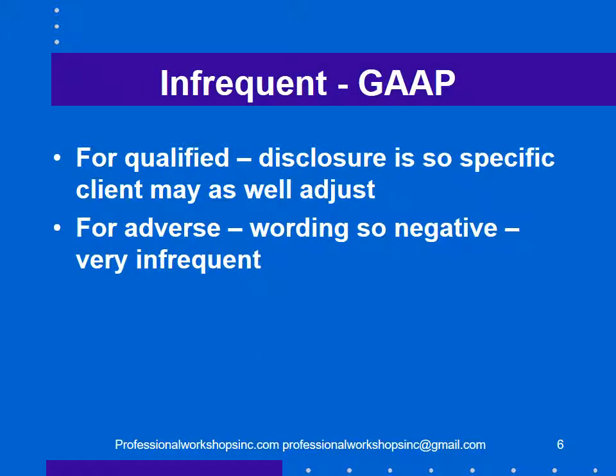Now, GAAP modifications are infrequent. Qualified for GAAP, if there's missing disclosure, well, you're going to provide the note that's missing right in your audit opinion, so your client's probably going to go, okay, we'll put it in the financial statements if you're going to put it in the opinion. Or if there's a valuation problem, it's going to be so specifically described that the client's normally just going to go, well, okay, I give up. If you're going to write such a mean report, I'm just going to fix it. Adverse, the wording is terribly, terribly negative. And because of that, it's very, very infrequent to get an adverse opinion where we say we know the financial statements are wrong.